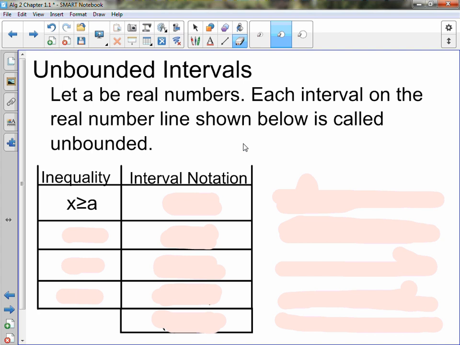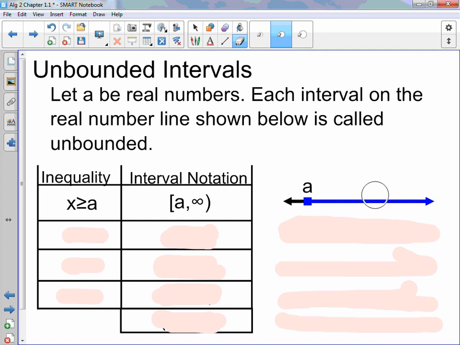Now, the first one we can have is that X, or whatever the number is, is greater than or equal to A. Our notation for this is bracket A comma infinity. Since it is equal to, we will use a bracket for A, but we will use a parenthesis for infinity. Because again, brackets mean it's included, parentheses means it's not.